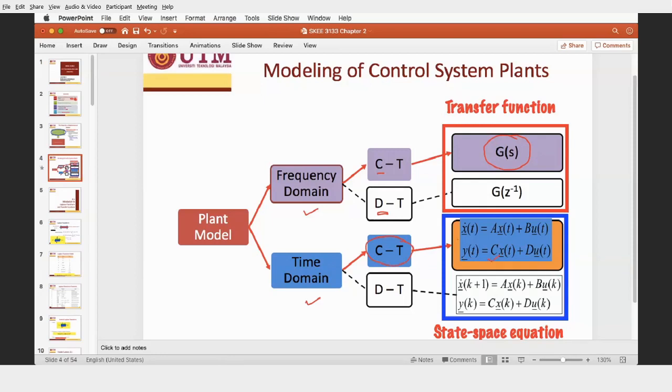So finally we get something like this. You have the state variable, the input variable, the output variable, and the derivative of the state variable. This one is the derivative of the state variable. This is your state variable. What is the state variable? We will go to chapter 3 after this. Okay, so this is what our syllabus covers: frequency domain and time domain, but only on continuous time domain.